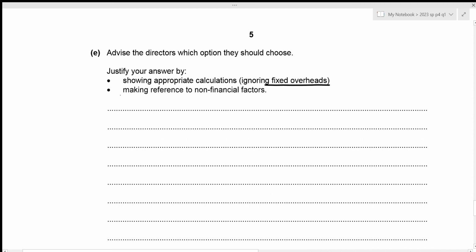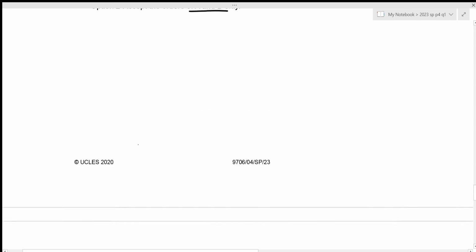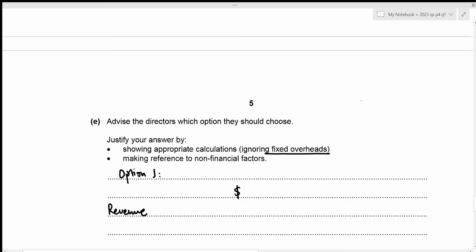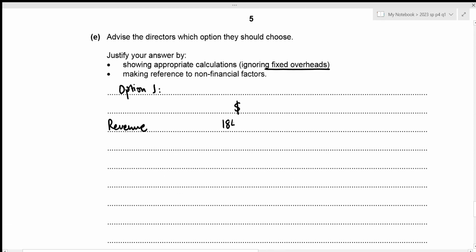Let's start by preparing the calculations for option 1. We can start with our revenue. Okay, so for option 1, we will be accepting the orders of A, B, and C, which means that our total revenue is going to be 300 times 135 plus 700 times 130 plus 400 times 132, which results in the value of 184,300. That's our revenue for option 1. Let's write it down. That's 184,300.